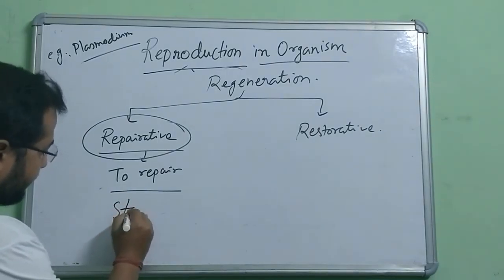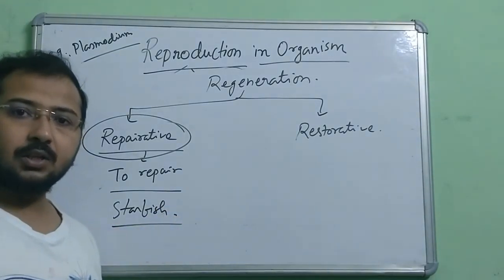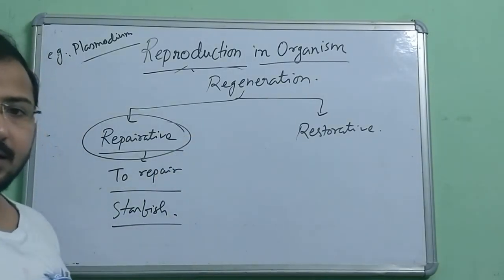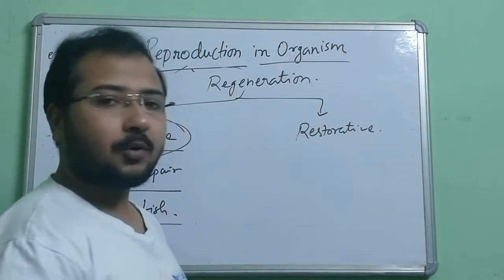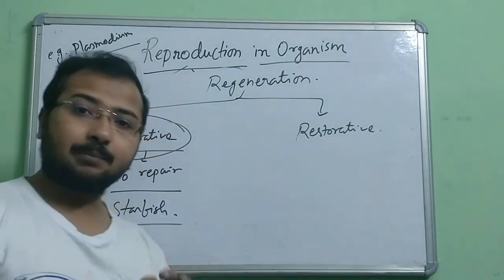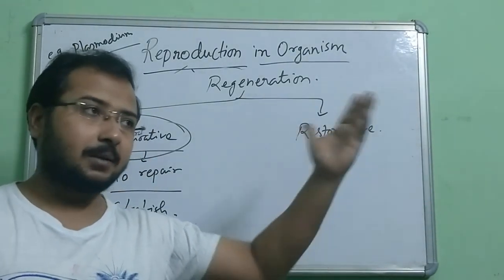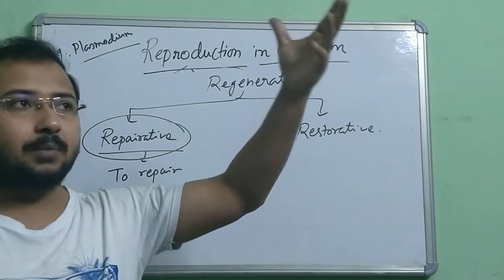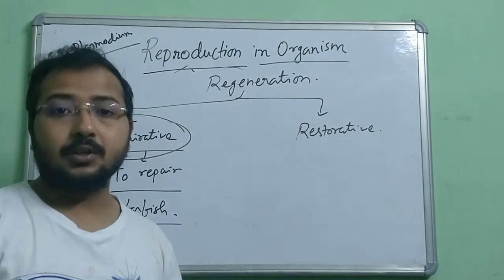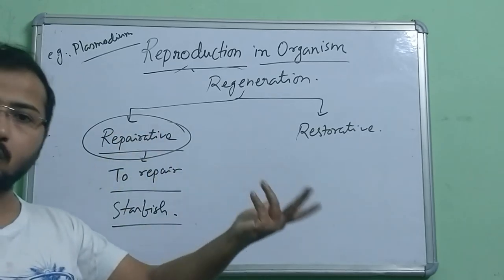Like in starfish, if any part of the body gets cut or injured, it can regrow that part. This is found in any living organism, in our body also. If any part of the body is cut or injured, that part is repaired. It can be observed in plants also. If you cut any small branch of a plant or tree, it will automatically develop and repair that injured part. So this mode is observed in almost all living organisms.